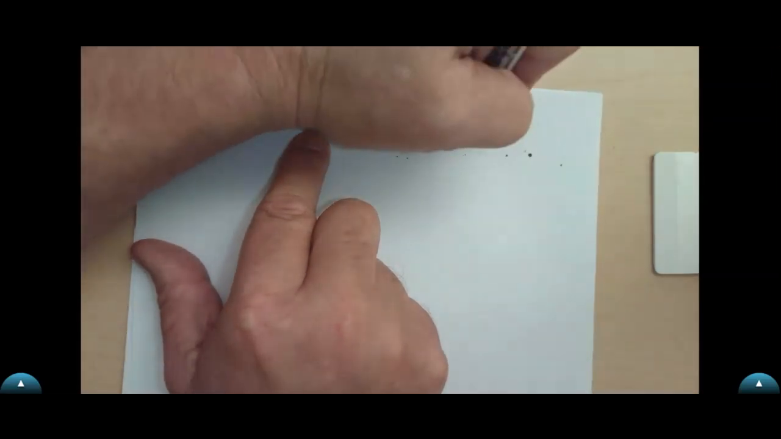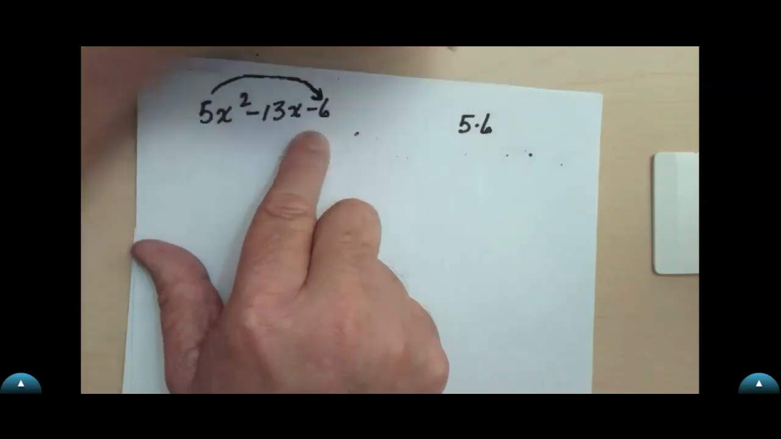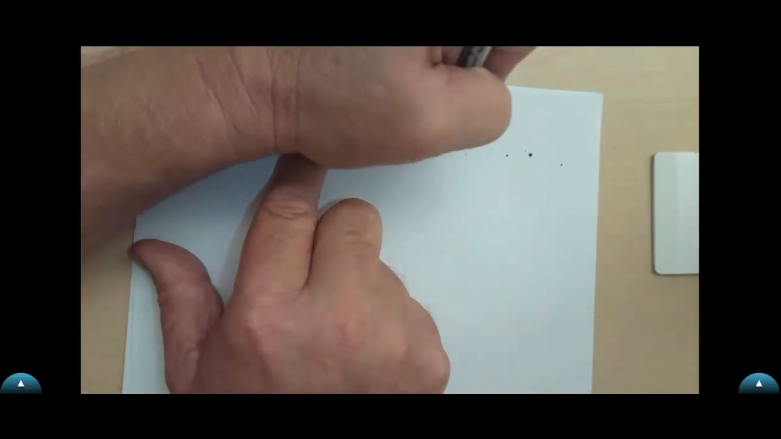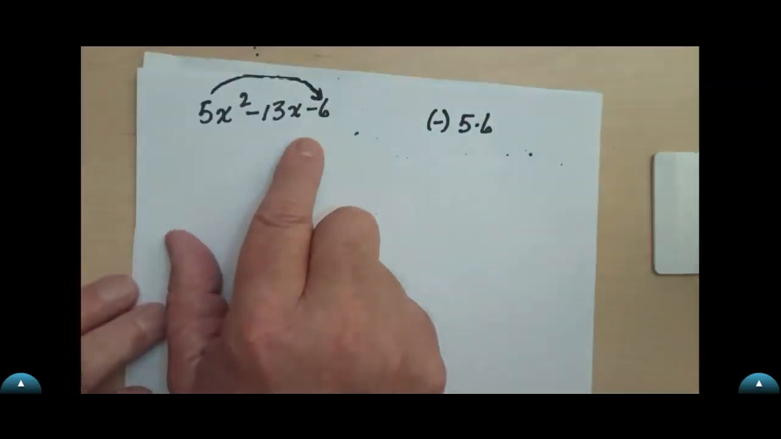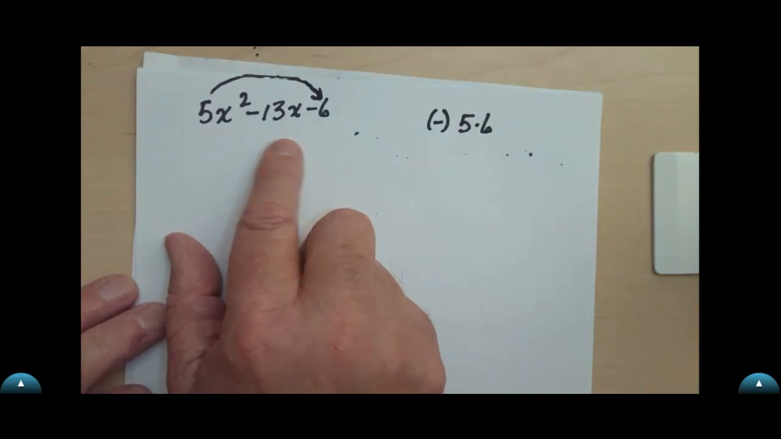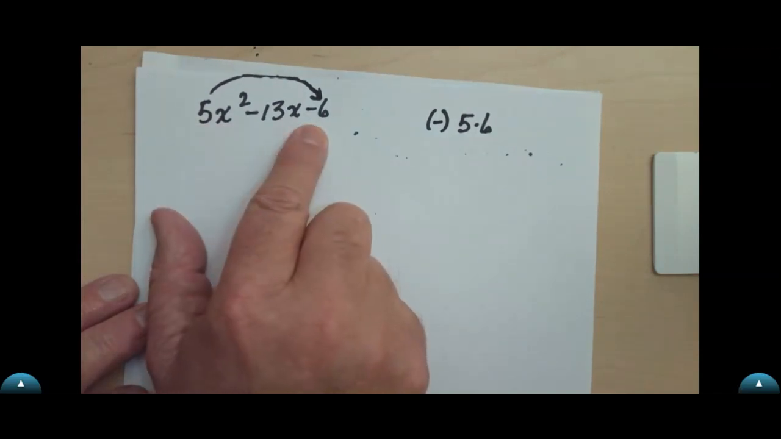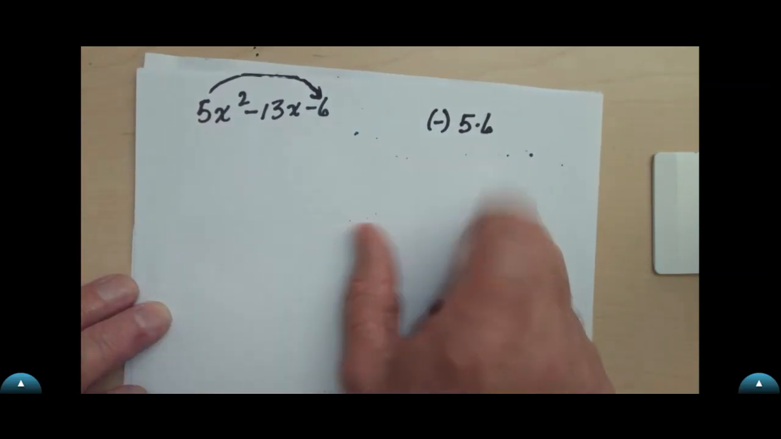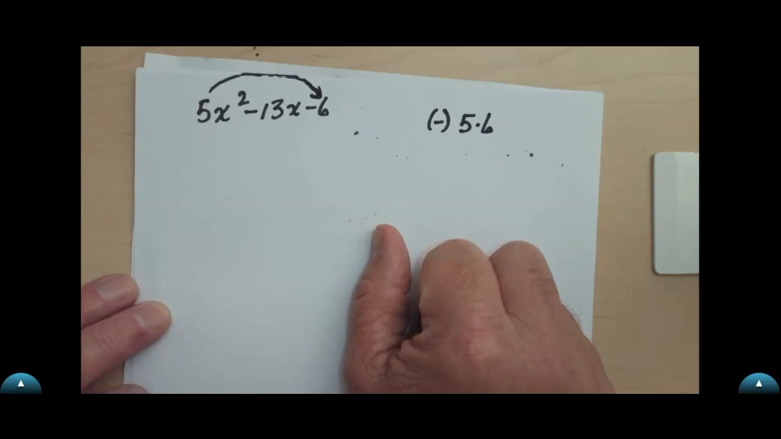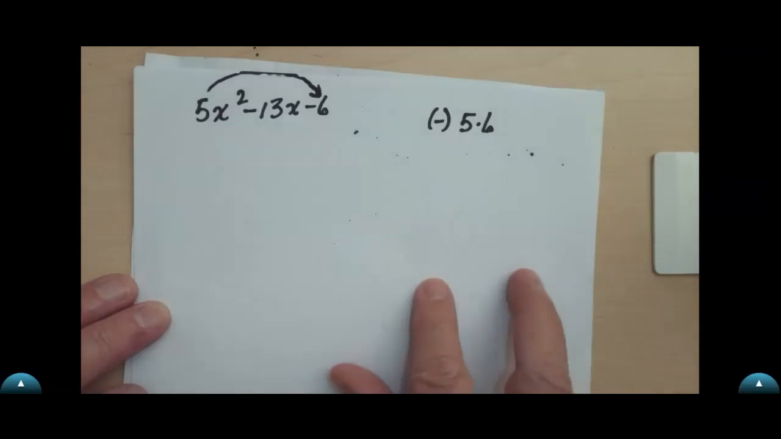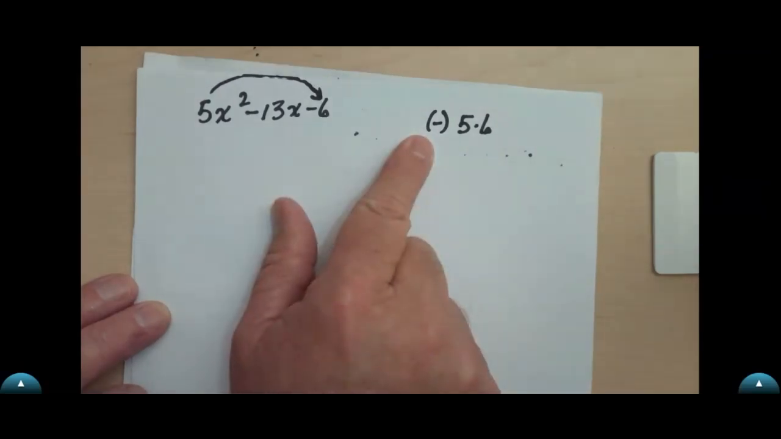But I'm just going to write 5 times 6. But I am going to put a negative sign out here to remind me that it was positive 5 times -6, and that is a negative number. And remember what that means. It just means that when we look for our two numbers in a minute, again, they're going to have opposite signs. Do y'all see that?